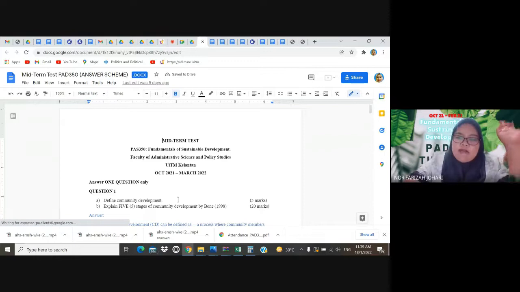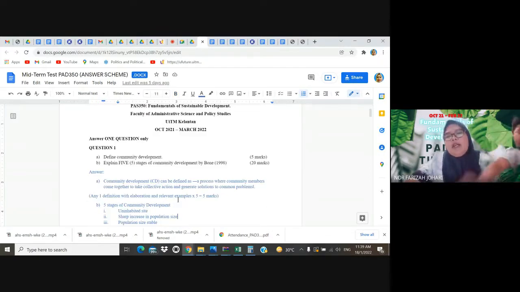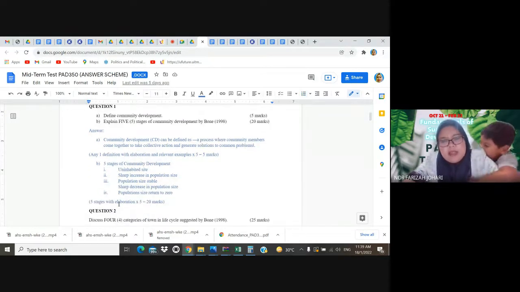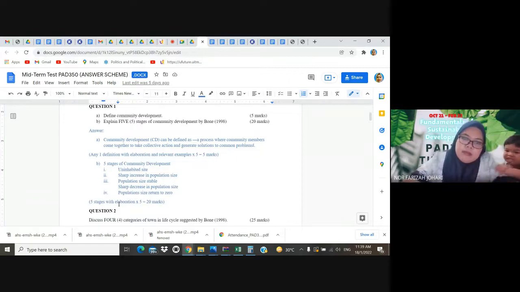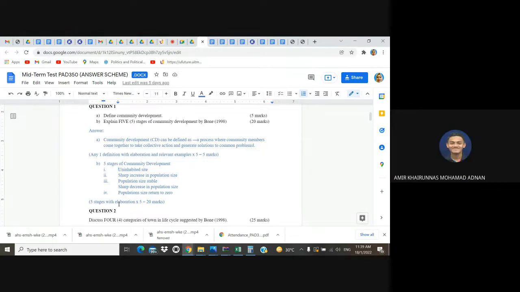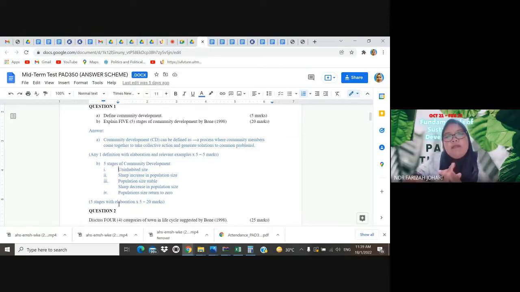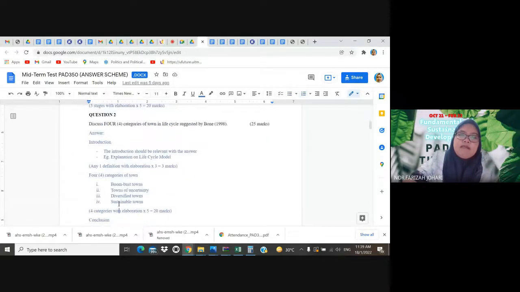Define community development and then the 5 stages of community development by Bone 1998. This question is split into 2 parts, A and B. Okay, so did anyone answer question number 1? Anyone? Or not? No one. Okay, so this is the answer. The most important thing is the elaboration, the examples. Okay, this is how the marks are calculated.